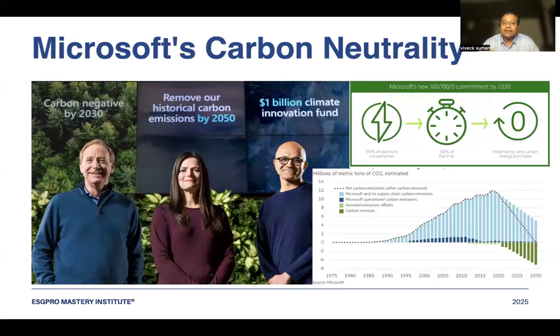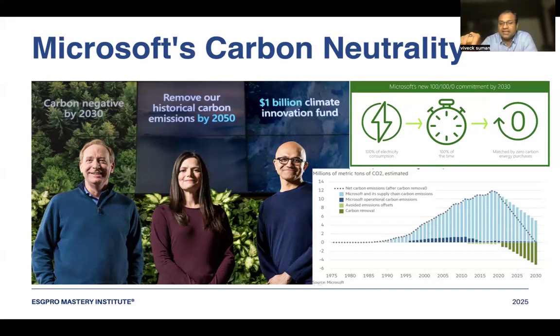Third, Microsoft now has a commitment which they call 100, a very interesting word. They are saying 100% of energy they want to take from renewable energy. 100% of the consumption will happen by 2030 from renewable energy. Second, they want to do it 100% of the time, irrespective of which time zone they are operating in, India, Europe, Americas, all that. 100% of the time they want to rely on renewable energy only.